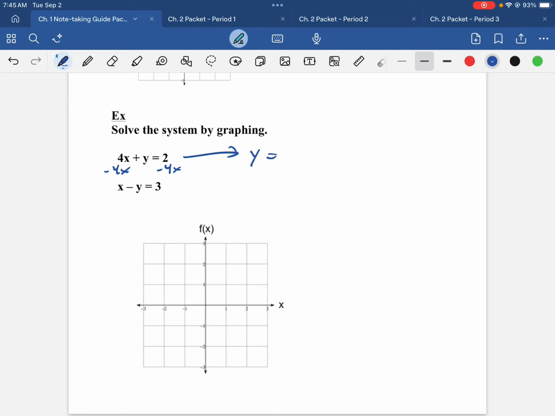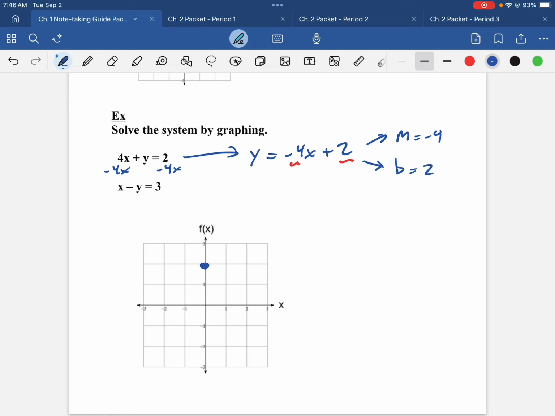Now I could write 2 minus 4x, nothing wrong with that, but I'm going to flip the -4x in front of the 2 so that I've got it in a good format, y equals mx plus b, right? So now I can see, okay, for this one the slope is -4 and the y-intercept is 2. Okay, so let's start graphing that one. My y-intercept is 2, there it is.